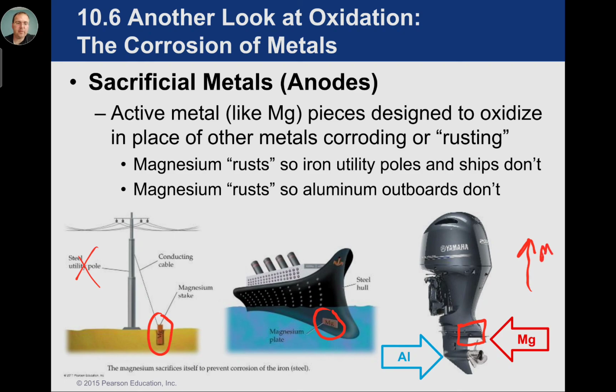So if magnesium's up here, you can have any metal down here be safe because as soon as this one tries to oxidize, this one will instead. And that's the purpose of a sacrificial metal, a sacrificial anode.